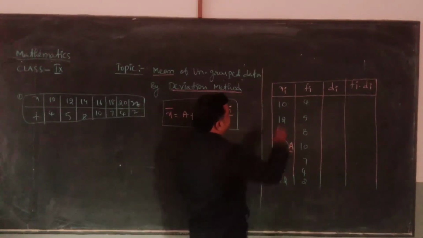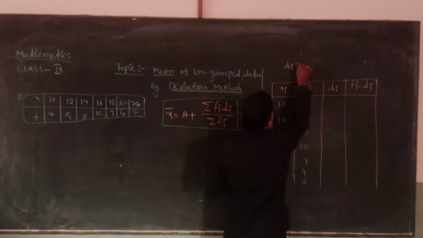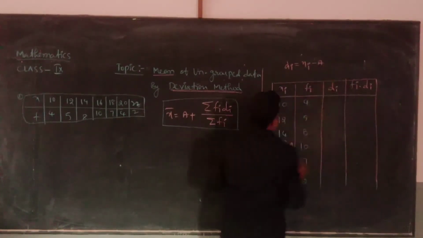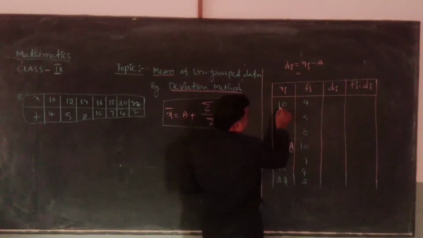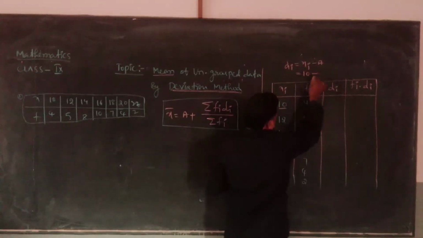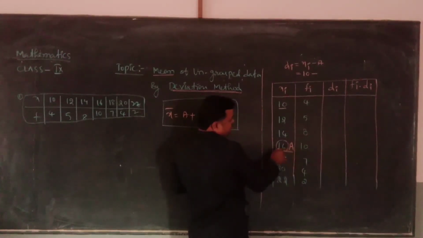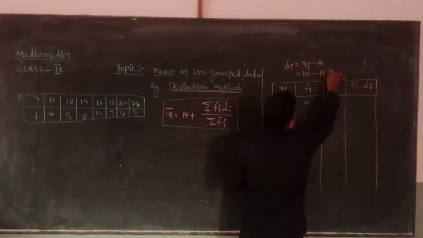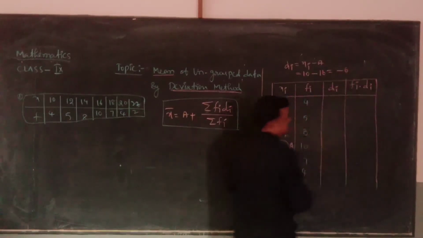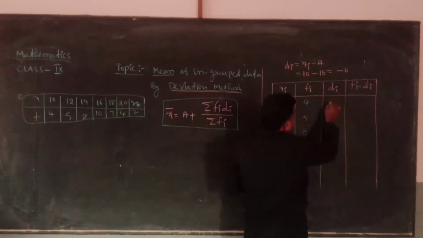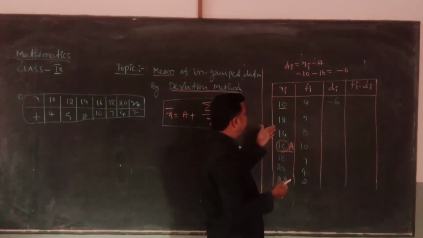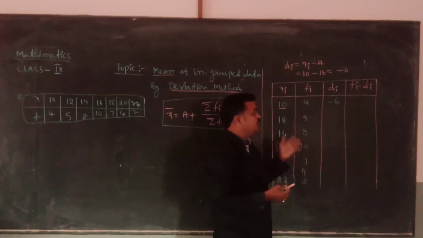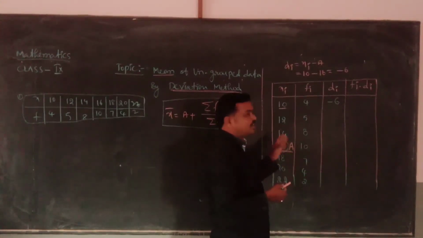Now what is the formula for deviation? di is equal to xi minus a. So the first xi value is 10, and the assumed mean we have taken from the xi values is 16. 10 minus 16 is minus 6. So the first deviation value is minus 6. Then the second deviation value is 12 minus 16. That is a very long process. The shortcut method is there.